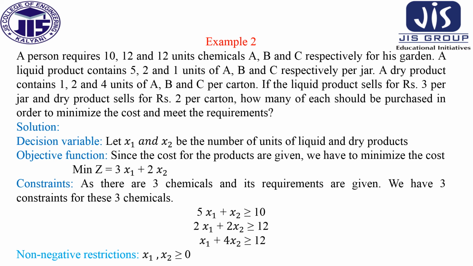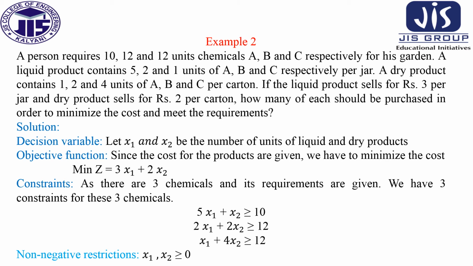Now we take a second example. A person requires 10, 12 and 12 units of chemicals A, B and C respectively for his garden. A liquid product contains 5, 2 and 1 units of A, B and C respectively per jar. A dry product contains 1, 2 and 4 units of A, B and C per carton. If the liquid product sells for rupees 3 per jar and the dry product sells for rupees 2 per carton, how many of each should be purchased in order to minimize the cost and meet the requirements?